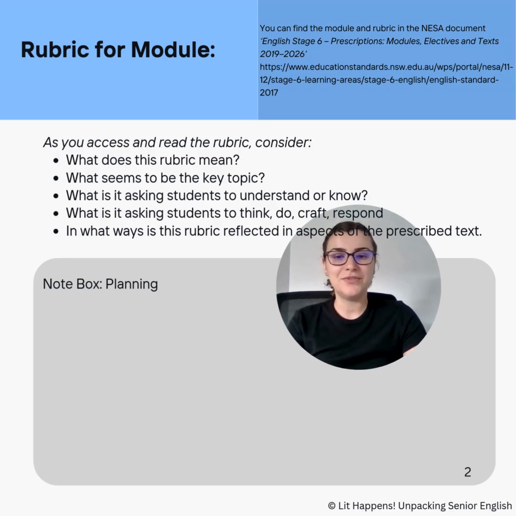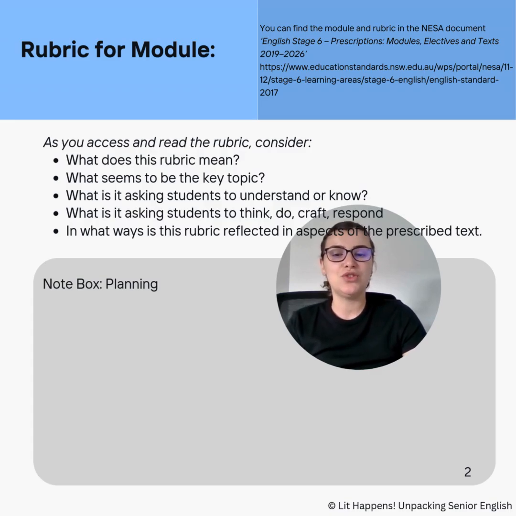The first thing you're going to have to do is have a look at the actual Module A rubric from NESA's prescriptions list. You can access this in the NESA document entitled English Stage 6 Prescriptions, Modules, Electives and Texts for 2019 to 2016. You can find this on the Educational Curriculum New South Wales website. There's some links above, just to help you with some direction there.